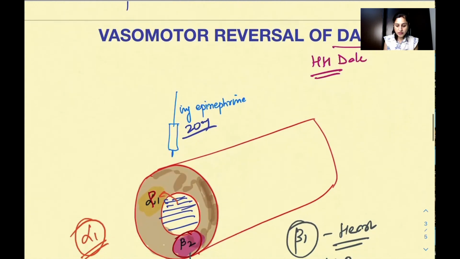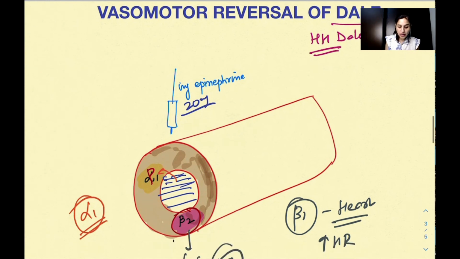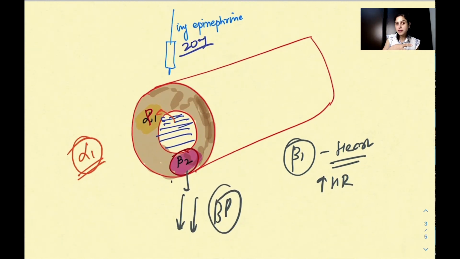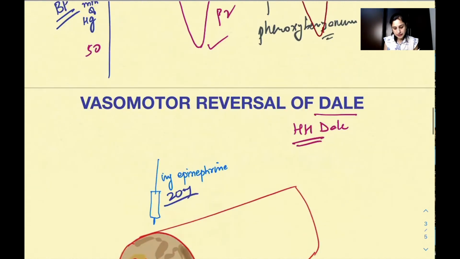The second important thing was the vasomotor reversal of Dale, which was first identified by Sir H.H. or Henry Dale, and he found out that if you give phenoxybenzamine, a non-selective alpha blocker, before and repeat epinephrine after that, because there are no alpha 1 receptors present, the only effect would be on the beta 2 and that will lead to a fall in the blood pressure. So the vasomotor reversal has occurred here.